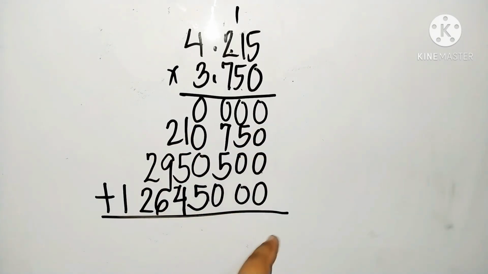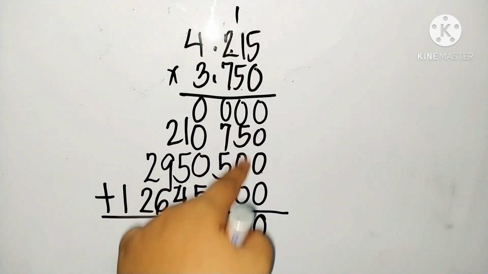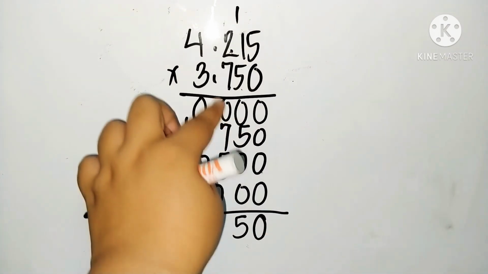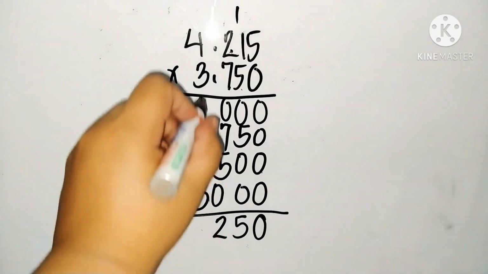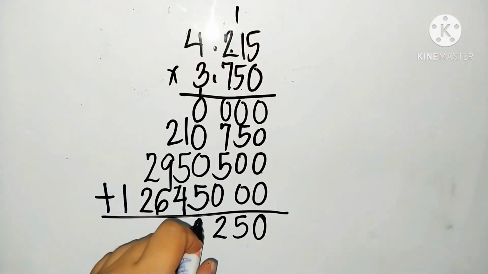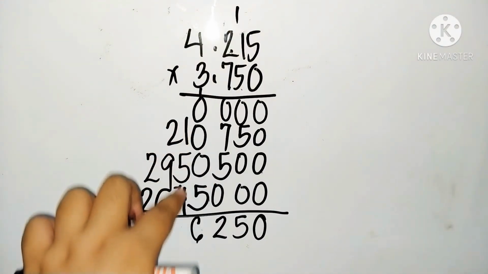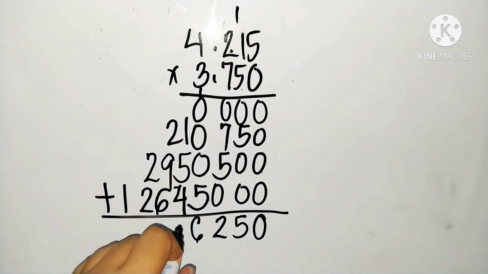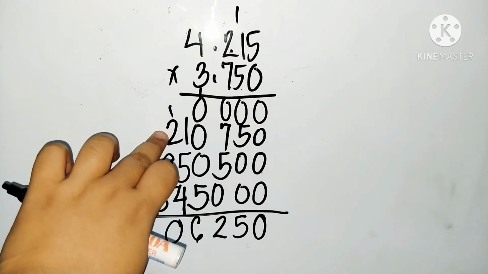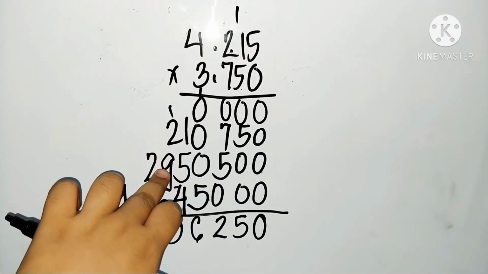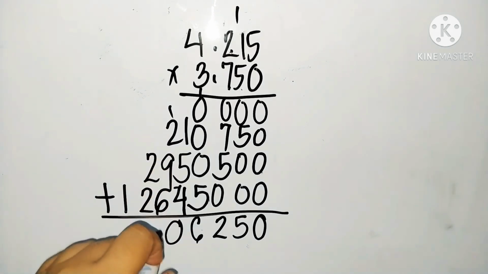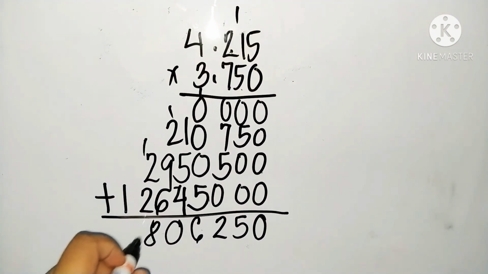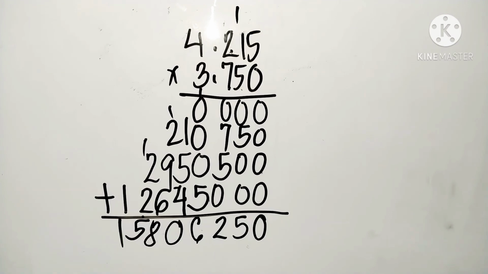0 plus 0, syempre, magiging 0. 0 plus 5, so syempre magiging 5. 7 plus 5 is 12, so we carry 1. 5 plus 1 is 6. 1 plus 5 is 6, plus 4, that is 10. Carry 1. 1 plus 2 is 3, plus 9, that's 12, plus 6 is 18. Carry 1 ulit. 1 plus 2 is 3, 3 plus 2 is 5, and then bring down 1.